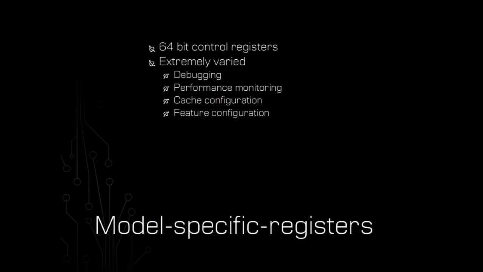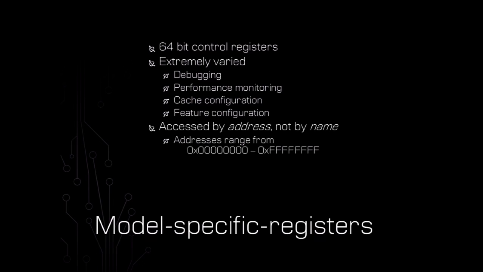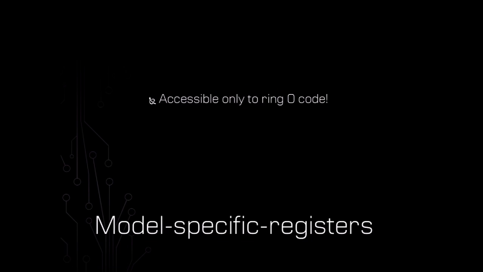They're used for things like debugging and performance monitoring and cache configuration and feature configuration. Basically, anything not directly related to computation can be tossed into the MSRs on x86. And unlike the registers you might be more familiar with, like EAX or EDX on x86, MSRs are accessed by address, not by name. The MSR addresses go from 0 to 4 billion. So the way you access a specific MSR is you load its address into the ECX register, and then you use the read MSR and write MSR instructions in order to access the contents of that MSR.